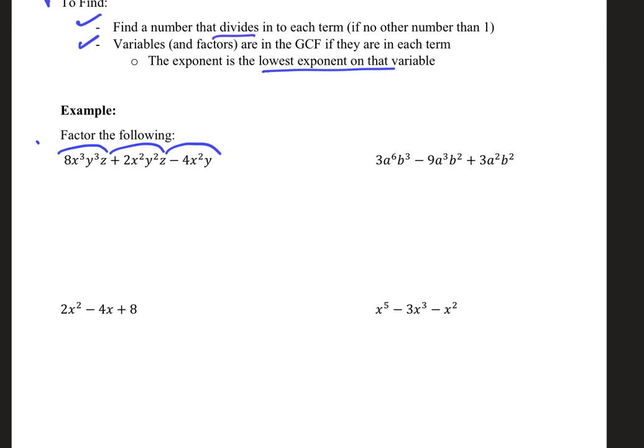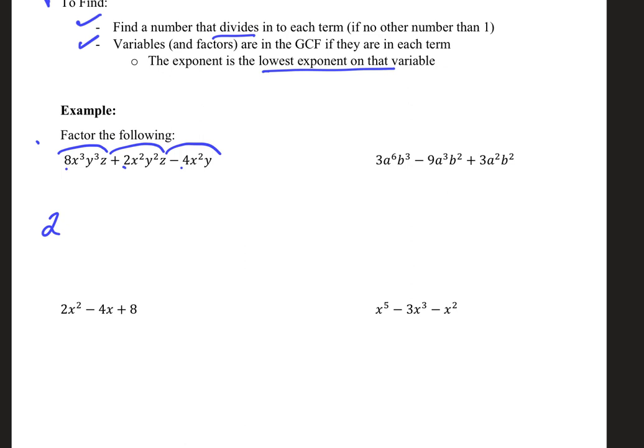What we want to look for, the first thing we look for is the numbers. So we look at all three numbers, 8, 2, and 4. Looking at those numbers, a number that divides evenly into all of them would be 2. Okay, so that's our number in our greatest common factor.